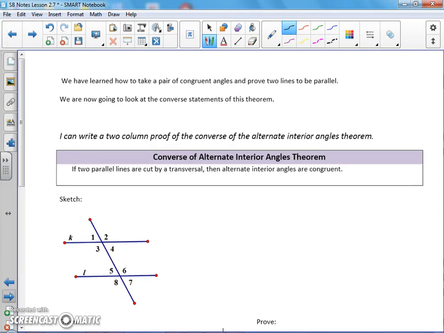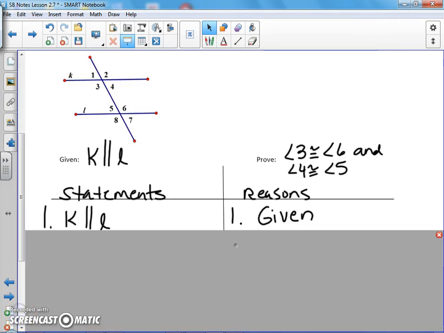Now we have two parallel lines cut by a transversal, and we're supposed to prove that the alternate interior angles are congruent. This time we have to prove both pairs, or we've only proven that one particular pair is congruent. So let's set up our proof. Okay, so what we have given is that the two lines are parallel, so K is parallel to L, and we're supposed to prove our alternate interiors. So we need to prove angle 3 congruent to angle 6 and angle 4 congruent to angle 5. So our first step, again, always is our given.